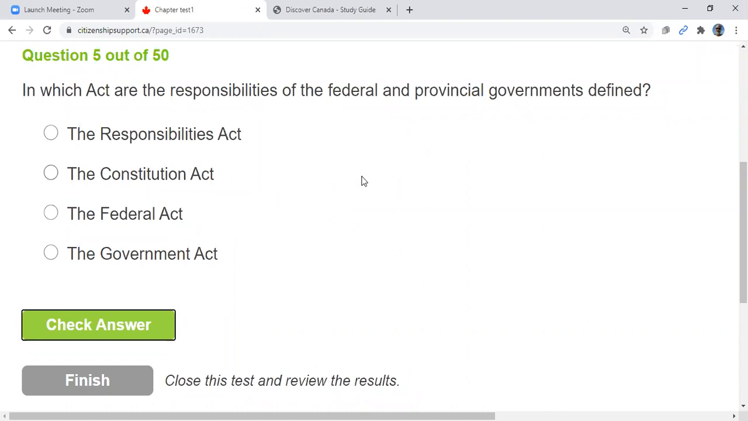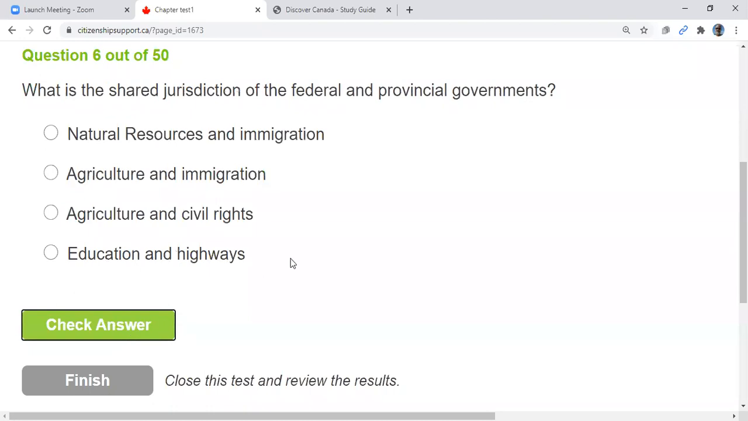Which act are the responsibilities of the federal and provincial government defined in? The responsible act, Constitution Act, federal government. You understand the question? Is that okay? It's in the same part that the last question was in on the page there. Where it says federal state, and then that paragraph, it tells you. The Constitution. Number 2. Yeah, I think that's right. Very good. Constitution Act.